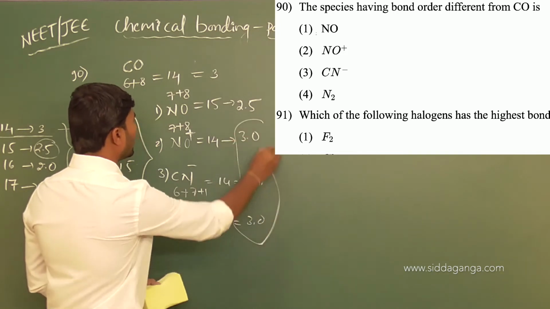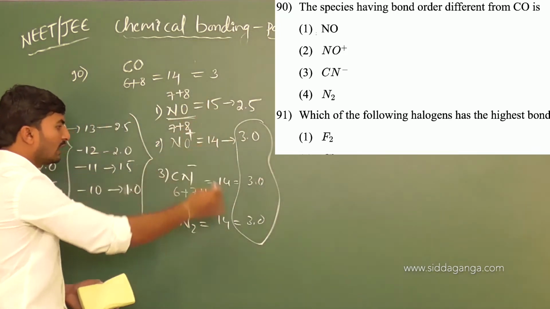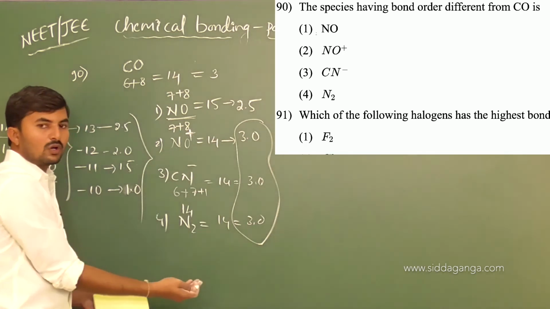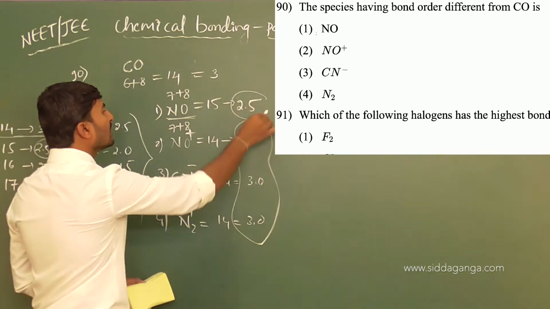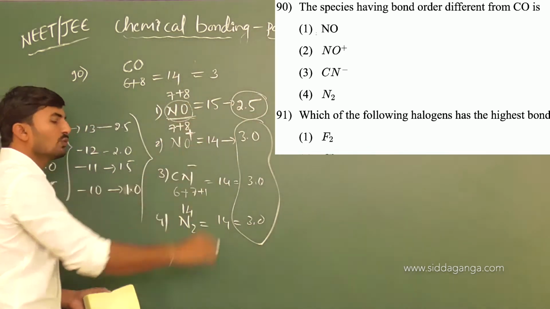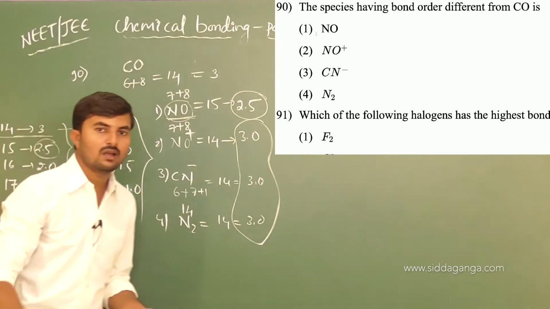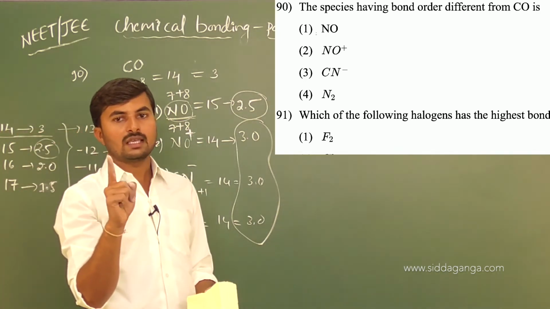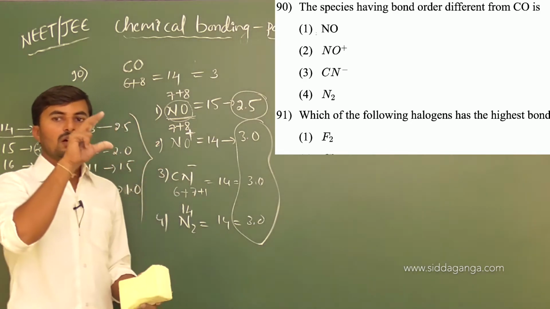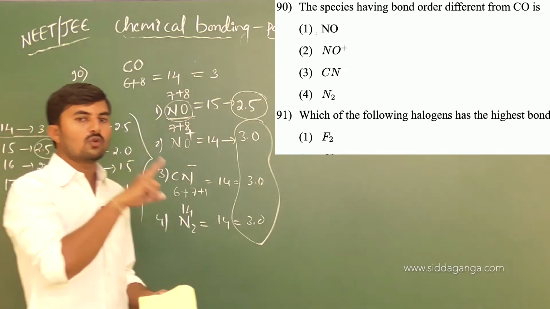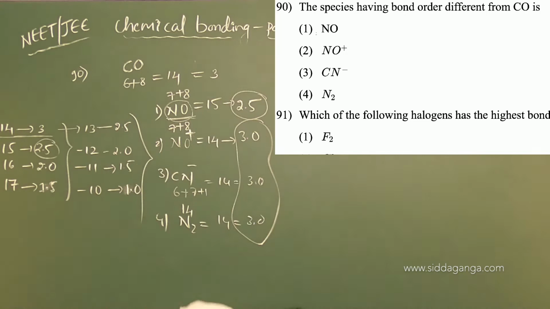That means except NO molecule, all the other molecules could represent 3 bond orders. The only change in the bond order is shown by NO molecule. That means which is the correct option here? Option 1 will be the right one, that is NO molecule will have a different bond order than CO molecule. Okay, next.